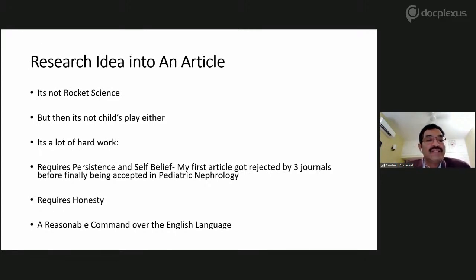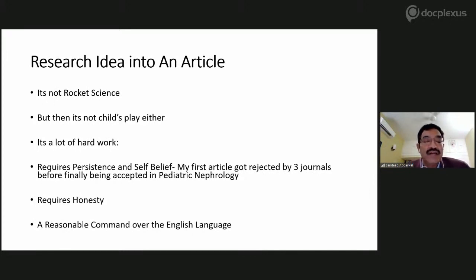People say, oh, he hasn't got any job, he keeps writing. But it does take a whole lot of hard work, I can tell you. It requires persistence and self-belief. I can tell you from my own example, my first article got rejected by 3 journals before finally getting accepted in Pediatric Nephrology, which is a better journal than all the first 3 journals put together. And it was the support from my mentor initially, who said, no, this is a good report and it will be published.